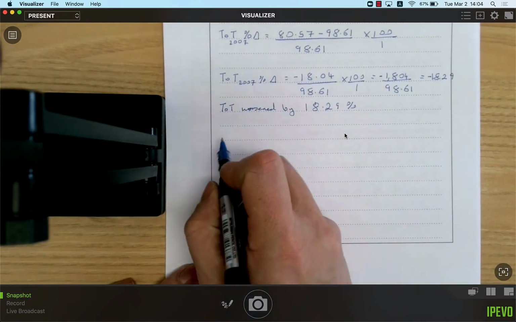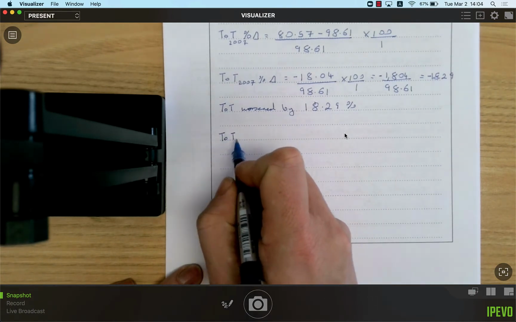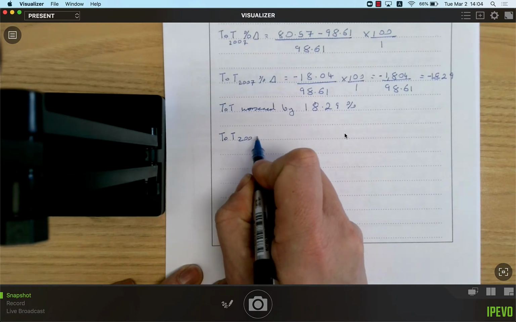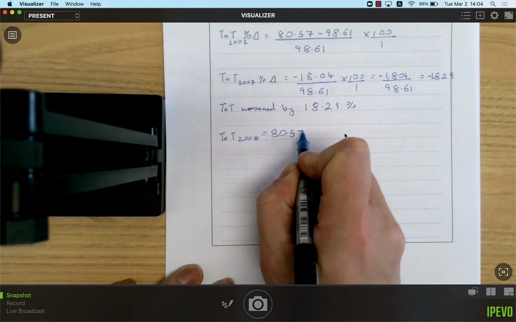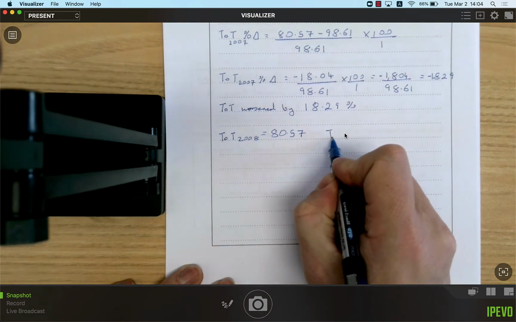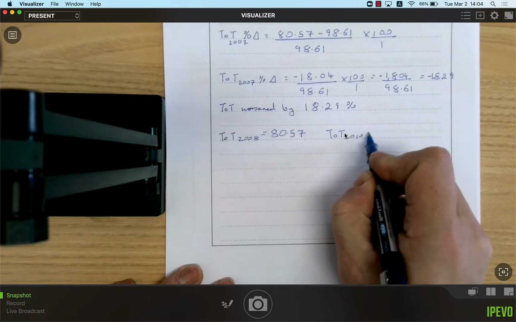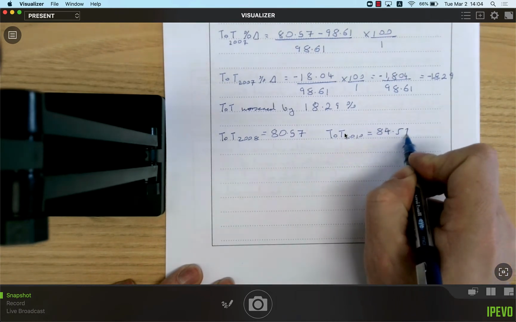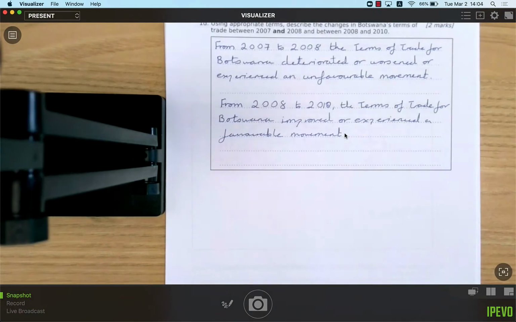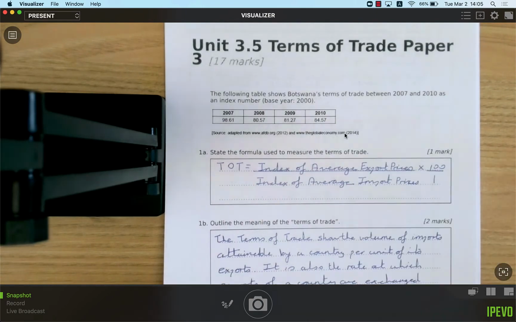Right, so the next one now is we've got the terms of trade in 2008 equals 80.57, like up the top. And then we've got the terms of trade in 2010, and that equals 84.57. And where am I getting that number from? Well, I'm getting that number right back here, 84.57, which is given to us in the table.